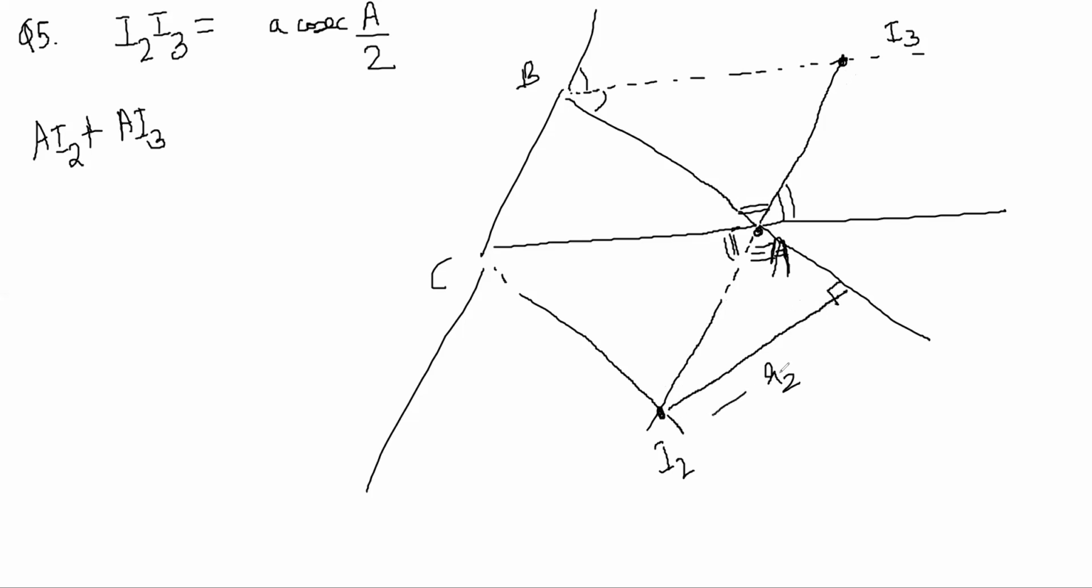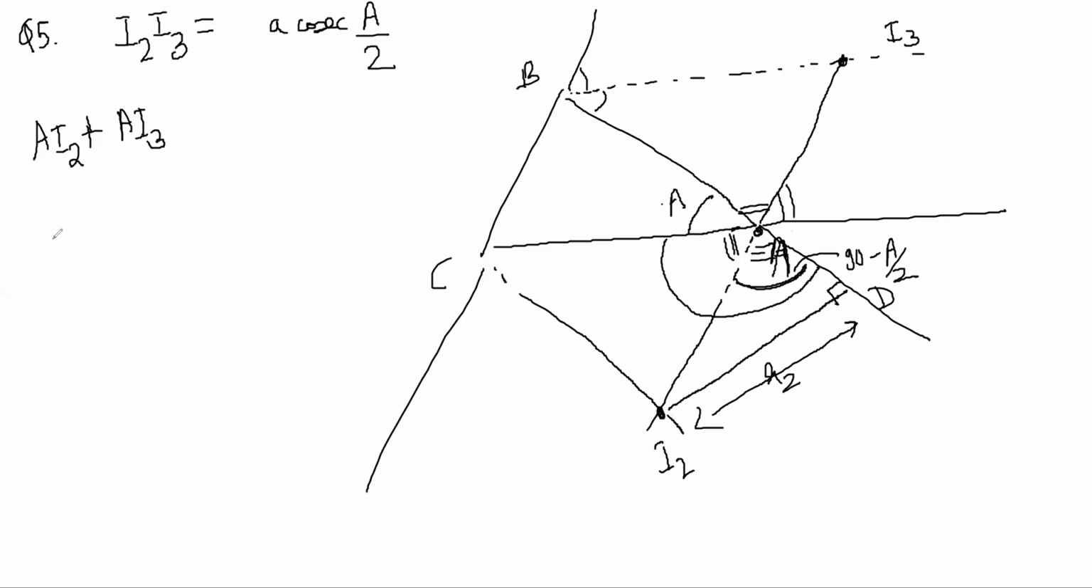This perpendicular distance. If you look at this right angle triangle, AI2D, then this angle we can find, no? Because this angle is A, so this is 180 minus A. So this must be 90 minus A by 2. This one is 90 minus A by 2, right? So if I have to find AI2, I need perpendicular by hypotenuse.